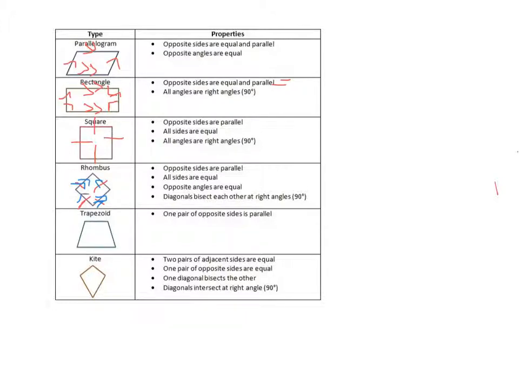Trapezoids, or as they're sometimes called trapeziums, that's what I call them, are four-sided shapes with just one pair of parallel sides. Now they may not have any sides equal to each other, or they may have two sides equal to each other, in which case it's called an isosceles trapezium. These two sides here could be equal or could not be equal.